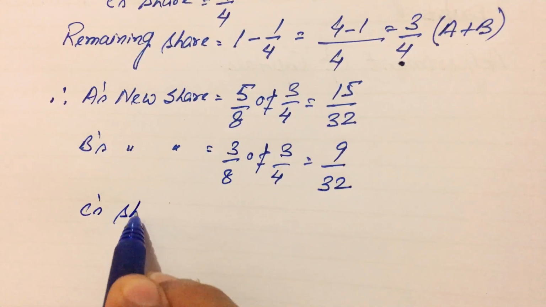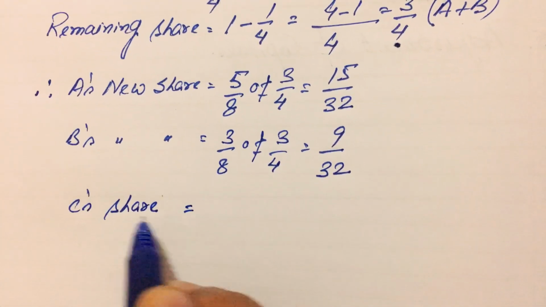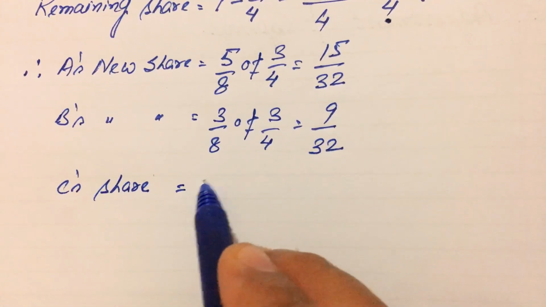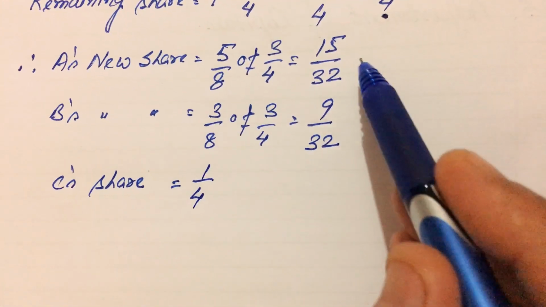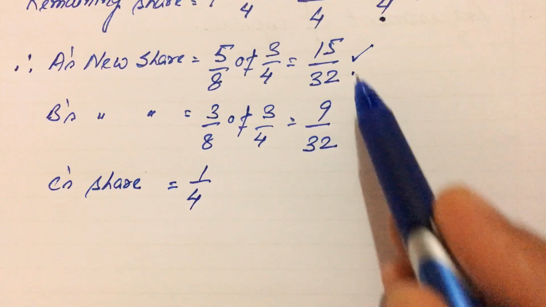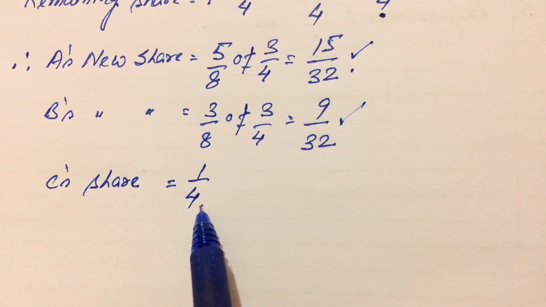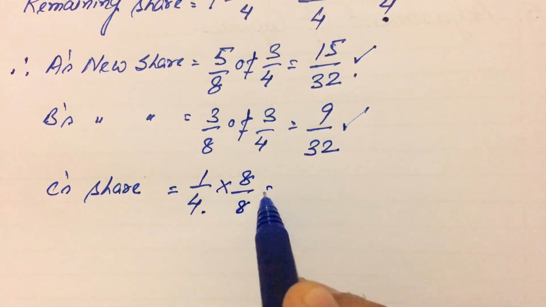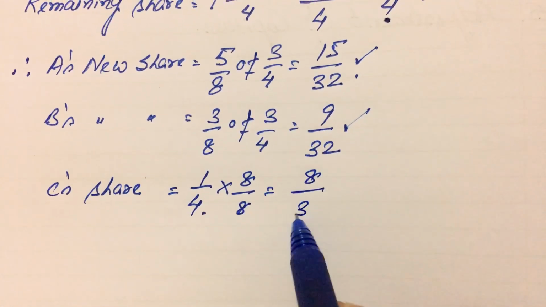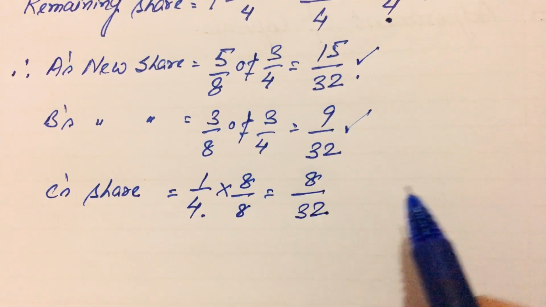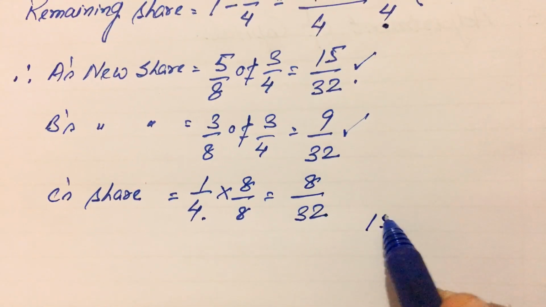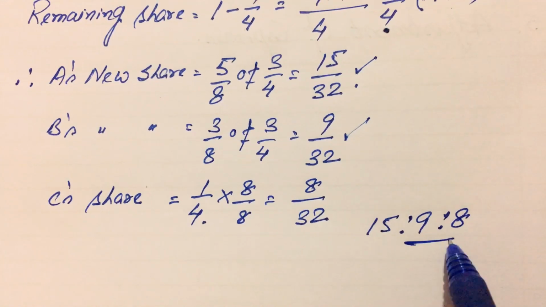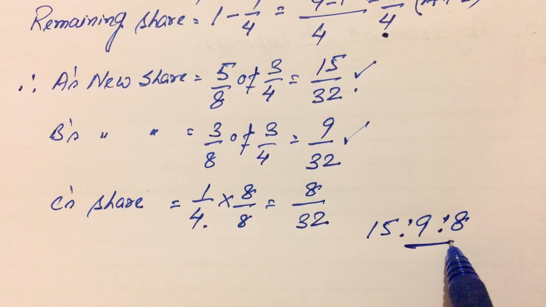C's share, because C is getting a share for the first time, it is not C's new share, it is C's share, 1 by 4. Now we have to equalize the LCM. LCM is 32. To make this LCM 32, we have to multiply with 8. That's why 8 by 8, 8 by 32. Therefore, the new profit sharing ratio will be 15:9:8. This will be the answer, the new profit sharing ratio.